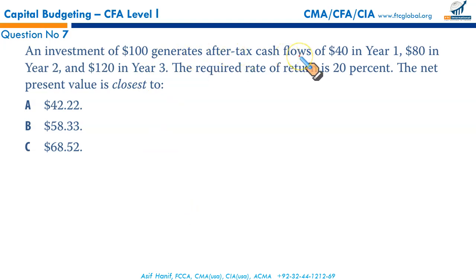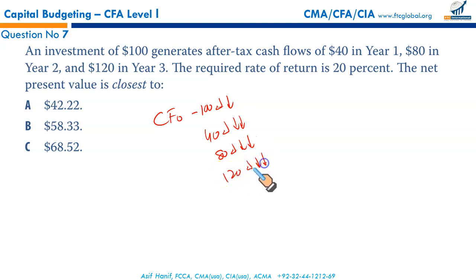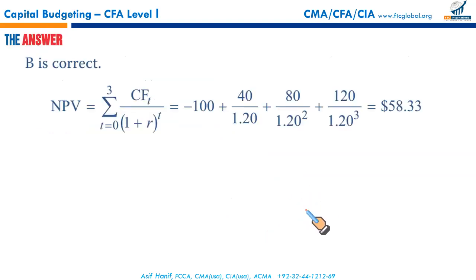Next. An investment of $100 generates after-tax cash flows of 40 in year 1, 80 in year 2, 120 in year 3. The required rate of return is 20%. The net present value, I'm going to simply write down the notation. You'll simply enter it in your calculator. This is your initial investment. 40 in year 1, single cash flow, 80 in year 2, single, and 120 in year 3. And simply you will press NPV, enter your discount rate, that is 20%, enter down, press CPT, and you should get your NPV as 58.333. That makes B the correct option.